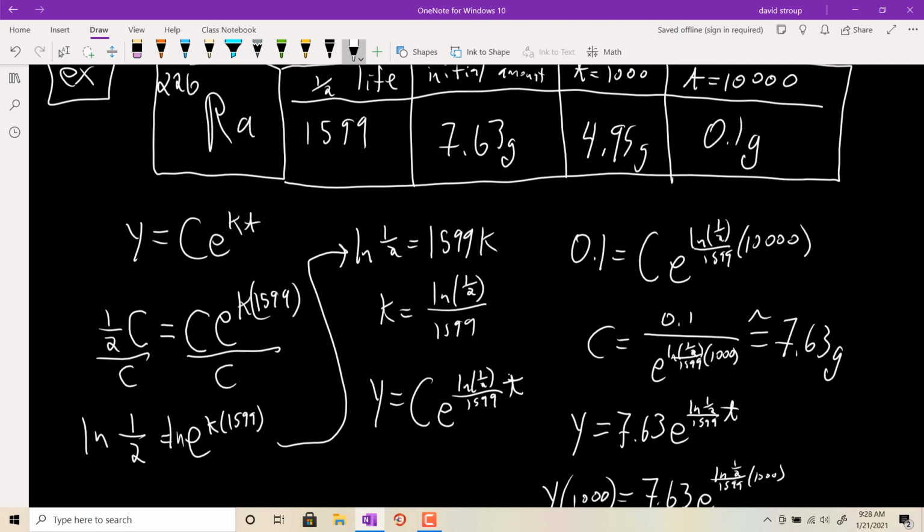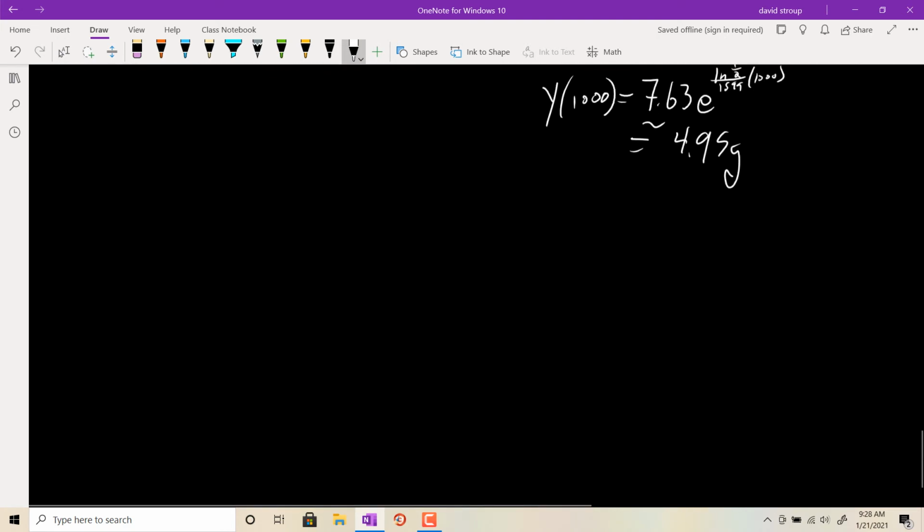5 grams. Let's look at the exponential growth version really quick. And you generally will see these types when you're working with investments.